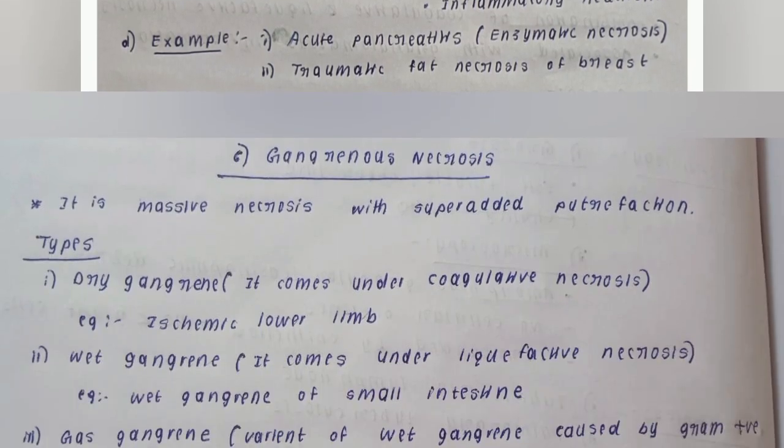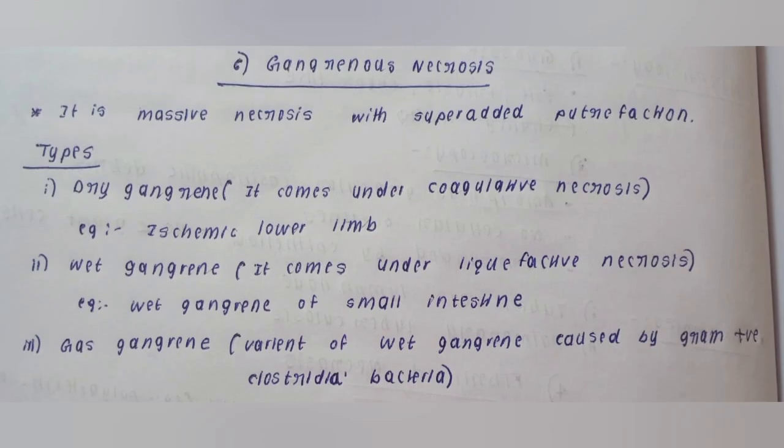That results in fat saponification. Coming to the morphology, grossly it is chalky white areas, and microscopically it has shadowy outlines of fat cells, basophilic calcium deposits, and inflammatory reaction. Examples are acute pancreatitis, which is the example for enzymatic necrosis, and the example for traumatic necrosis is traumatic fat necrosis of the breast.